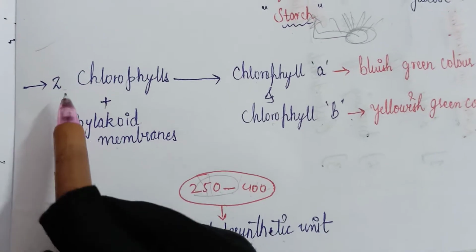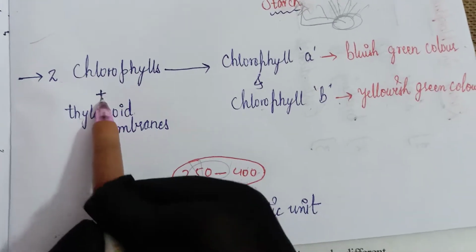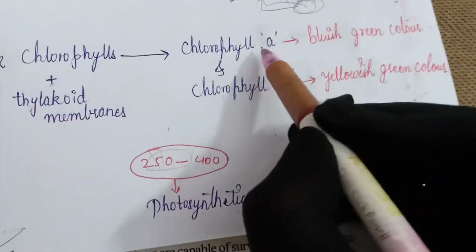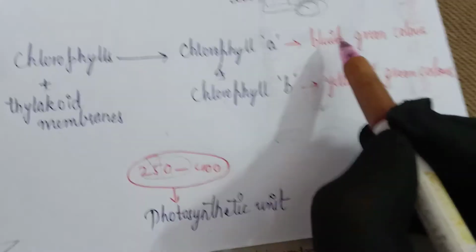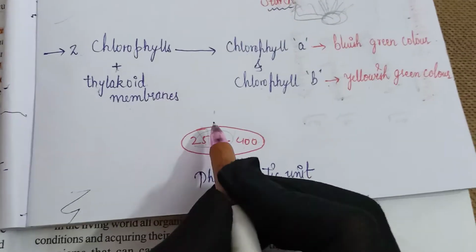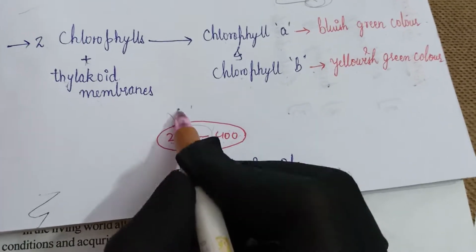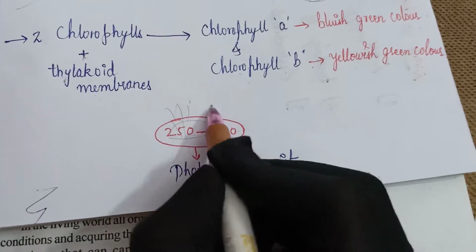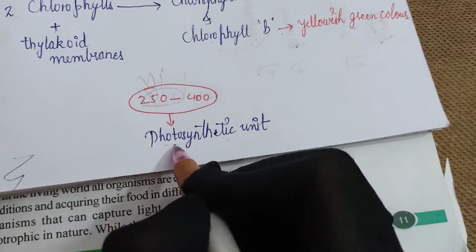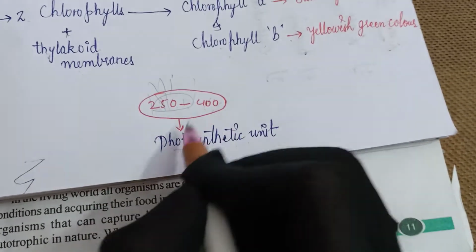So students, as I said, there are two chlorophylls, associated, meaning joined, connected with the thylakoid membrane: chlorophyll A and chlorophyll B. Chlorophyll A is bluish green in color and chlorophyll B is yellowish green in color, and all the pigments, approximately 250 to 400, work together in the process of photosynthesis.